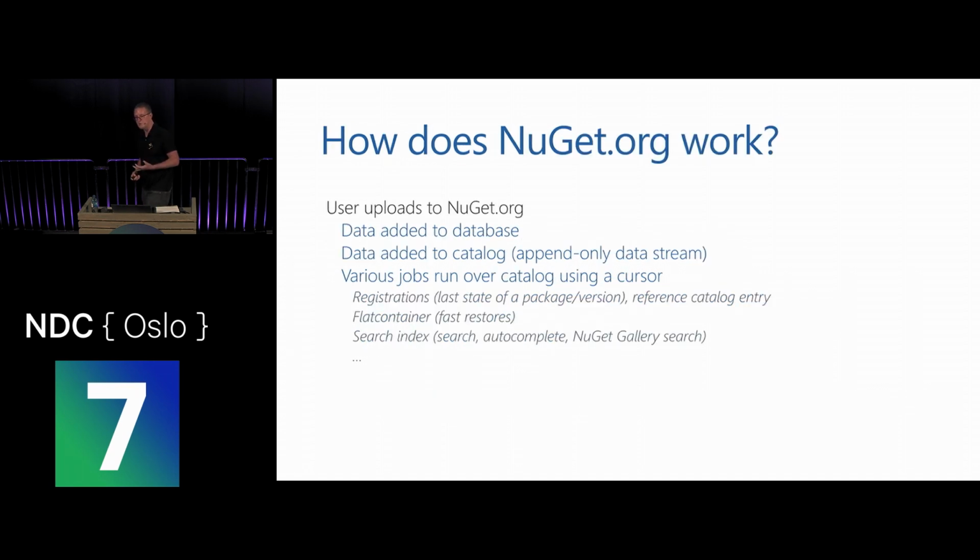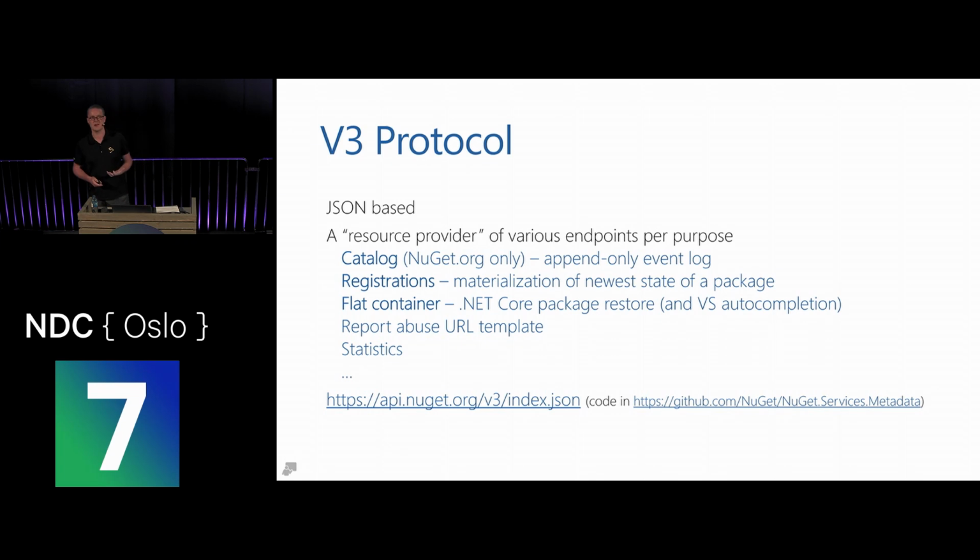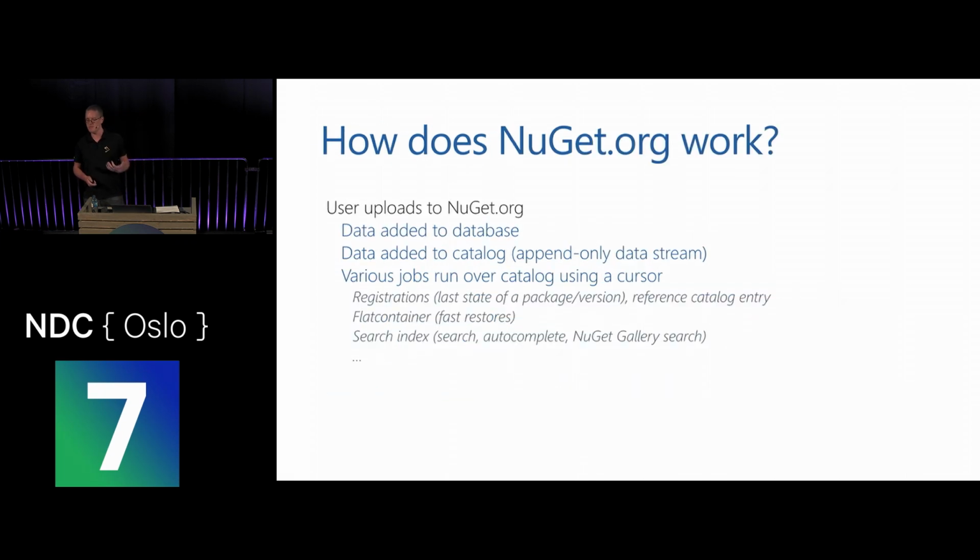So how does NuGet work? You see all these different resources that are available. Now, when you upload a package to NuGet, what happens is your data gets added to a database, so all the metadata: who owns the package, what's the package version, package ID, etc. Then that data is also added into that append-only catalog. And then based on that catalog, NuGet itself provisions its search service, makes sure that the flat container is there, that the registrations are there, and so on.